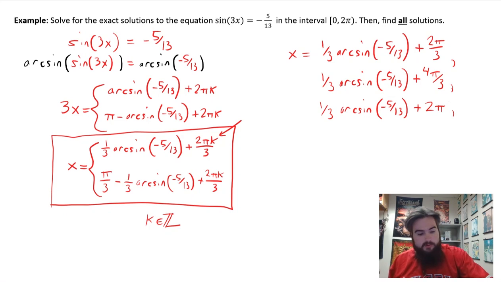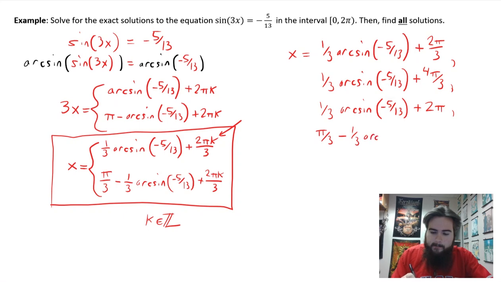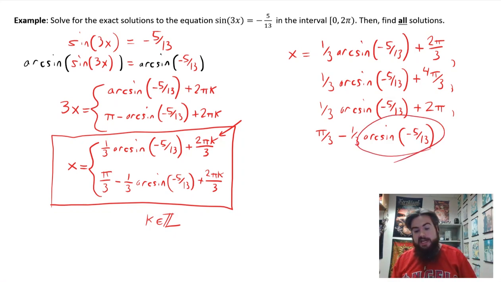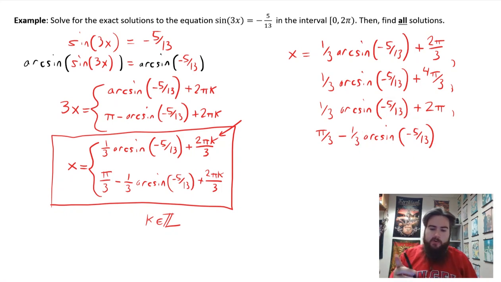I should be able to come up with another set of solutions from the second set there, pi thirds minus 1/3 arc sine of negative 5 over 13. As we've already established, arc sine of negative 5 over 13 is a negative angle measure. So if I am subtracting a negative angle measure, I am realistically going to be adding some amount here. So I have pi thirds plus something. And that something is a really small angle measure, so that should still fit between 0 and 2 pi.